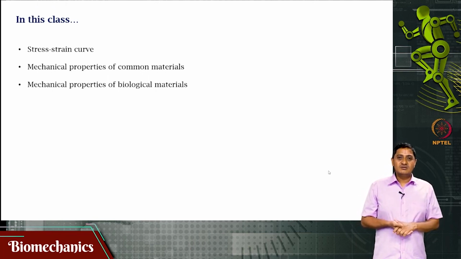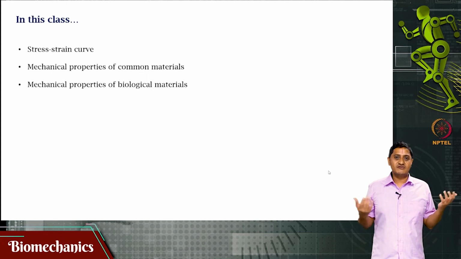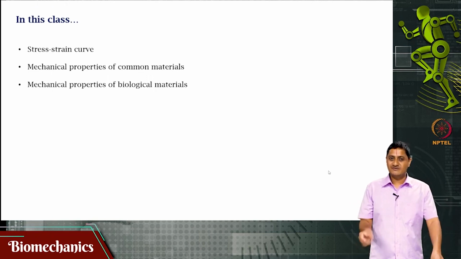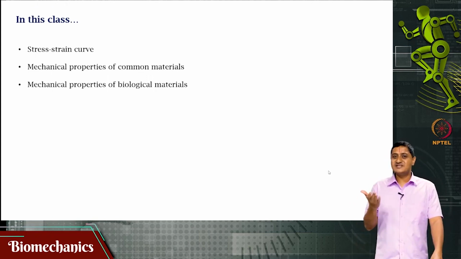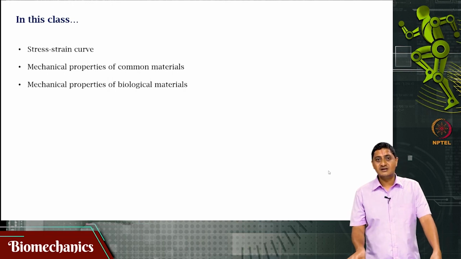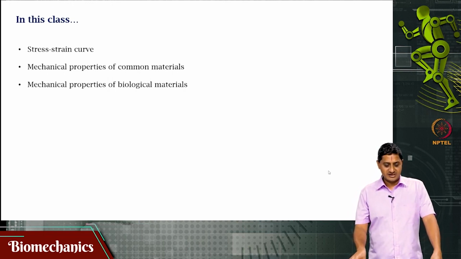But what about the body that is a product of evolution? What about that? We still need some basis for comparison. So, we will compare that with other engineering materials. Mechanical properties of common materials, usually the engineering materials, and mechanical properties of some biological materials.